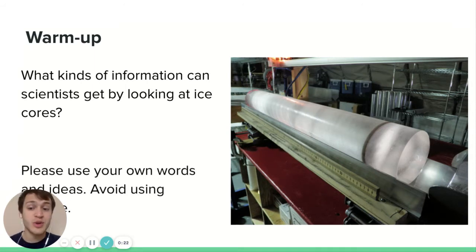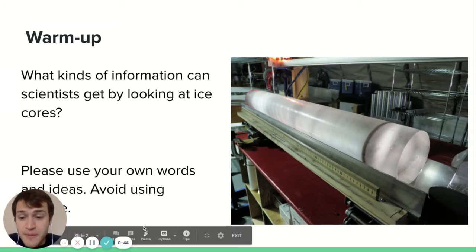For this question, please use your own words and ideas. Avoid using Google. I know it's been a while since we last looked at ice cores. If you need some help, look at the picture. It'll help jog your memory about what kinds of things we can find in ice cores. So go ahead and pause the video, go answer that question, and then we will move on.